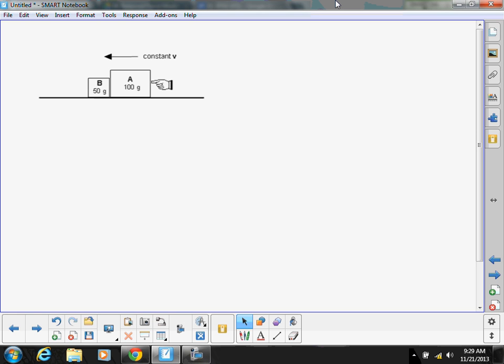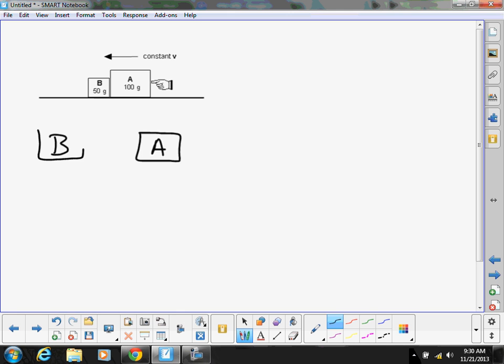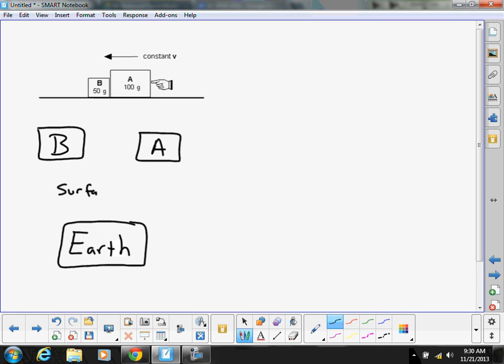All right, well, let's take a look first of all at what things are involved in the situation for our interaction diagram. We have our two blocks, so we'll have block A, we'll have block B. We also have the Earth as a part of it, because again, the Earth is going to be causing gravity to act on them. We also have another thing involved here, and that is the surface or the ground.